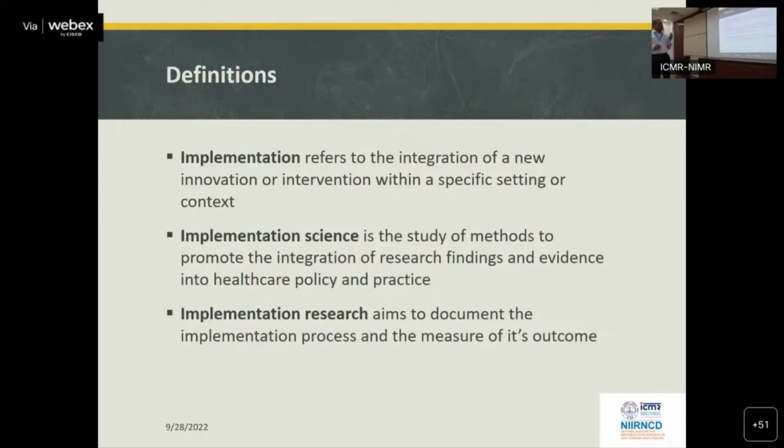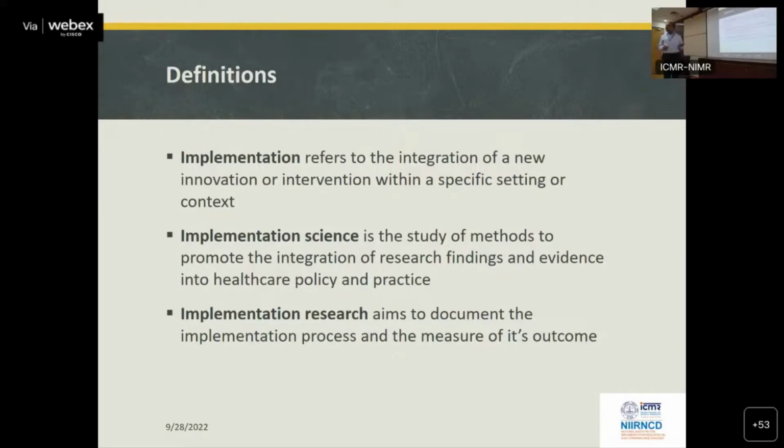As I was saying, implementation refers to integration of a new innovation or intervention within a specific setting or context. We will elaborate over a period of time what it exactly means when we come to actually doing the work. And how does the science differ from research? You will appreciate that research is always one component of the science. Research is not the be all and end all. So science has an overarching definition: it is a study of methods to promote the integration of research findings and evidence into health policy. So implementation science talks about the methods that we are going to use in carrying out implementation research.